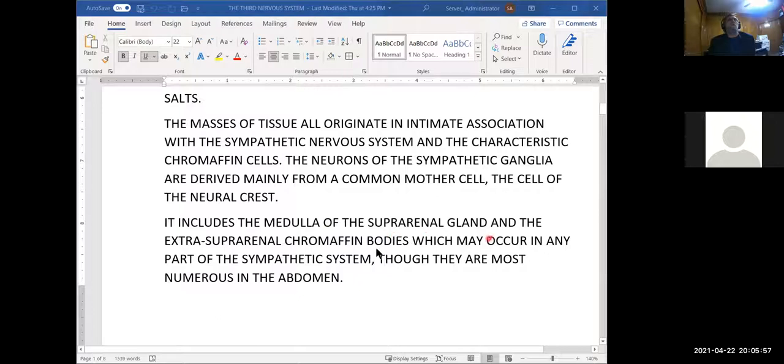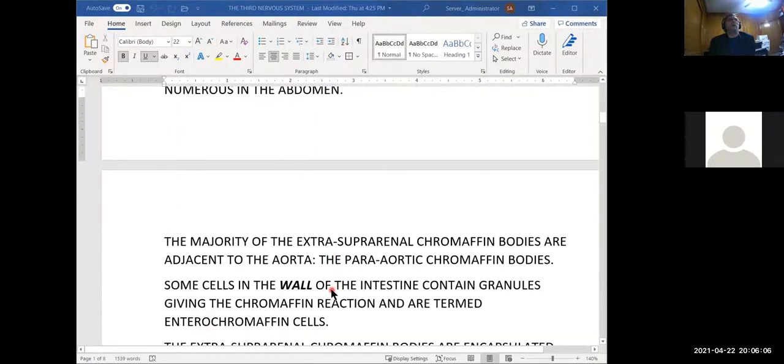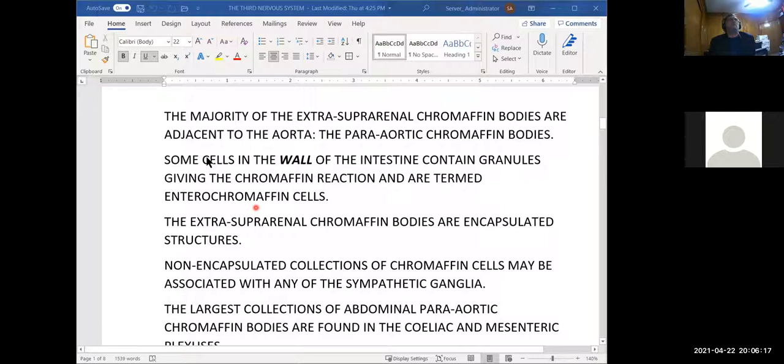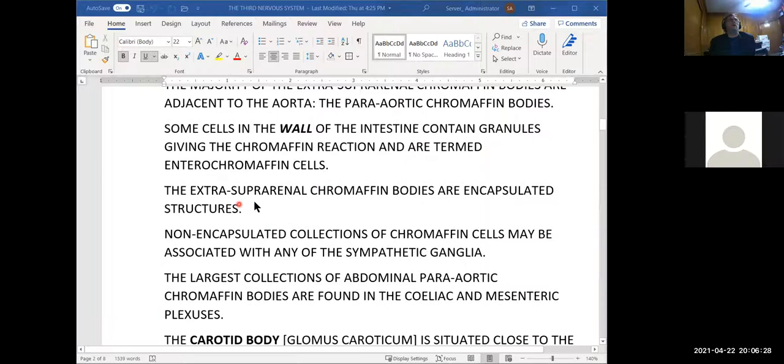It includes the medulla of the suprarenal gland, the extrasuprarenal chromaffin bodies, which may occur in any part of the sympathetic system, though they are most numerous in the abdomen. The majority of the extrasuprarenal chromaffin bodies are adjacent to the aorta, the para-aortic chromaffin bodies. Some cells in the wall of the intestine contain granules giving the chromaffin reaction and are termed enterochromaffin cells.